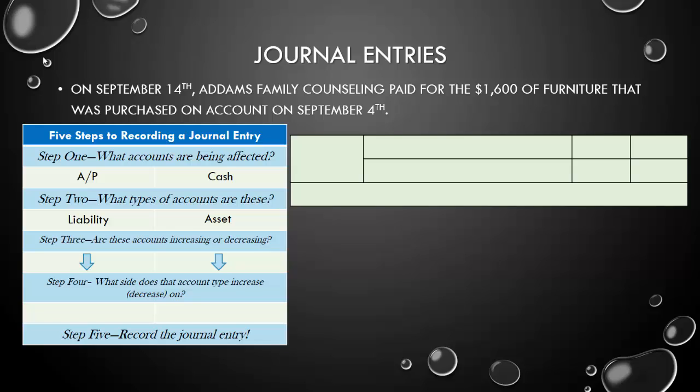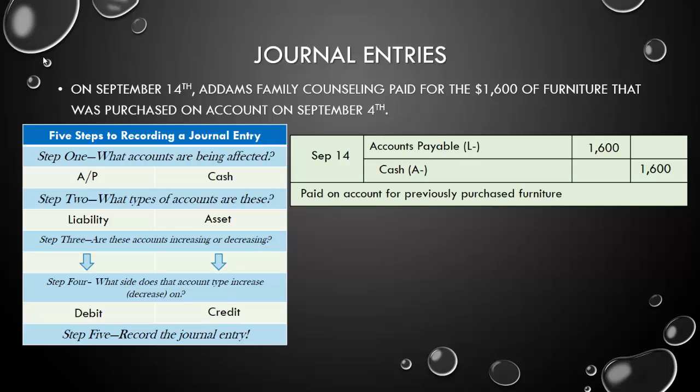What side do these accounts increase or decrease on? Well, accounts payable is a liability, and we know that all liabilities that go down have to go down on the debit side. And likewise, cash is an asset, and it is decreasing, and all assets decrease on the credit side. So our journal entry on this September 14th transaction is to debit accounts payable for $1,600 and to credit cash for $1,600. We paid on account for previously purchased furniture.